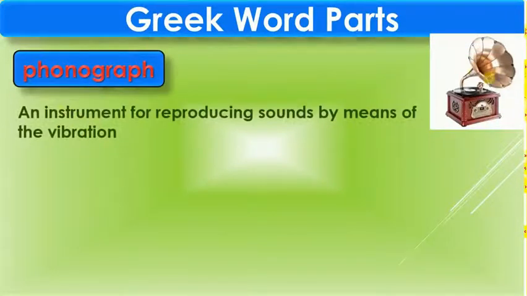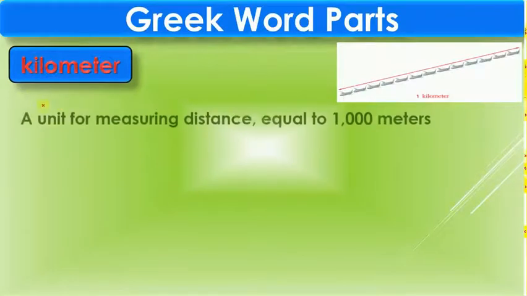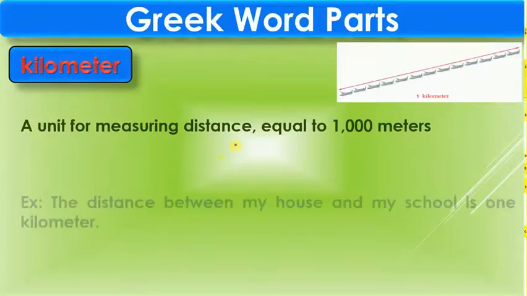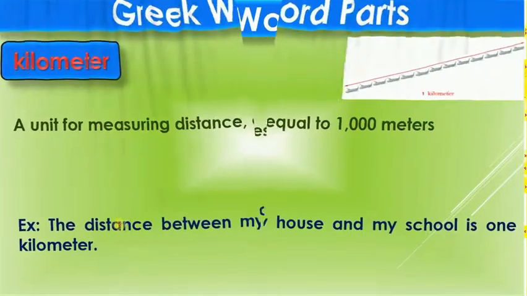Phonograph. A phonograph is an instrument for reproducing sounds by means of vibration. Kilometer. A kilometer is a unit for measuring distance, and it's equal to 1,000 meters. So you can say the distance between my house and my school is 1 kilometer, so it's 1,000 meters.